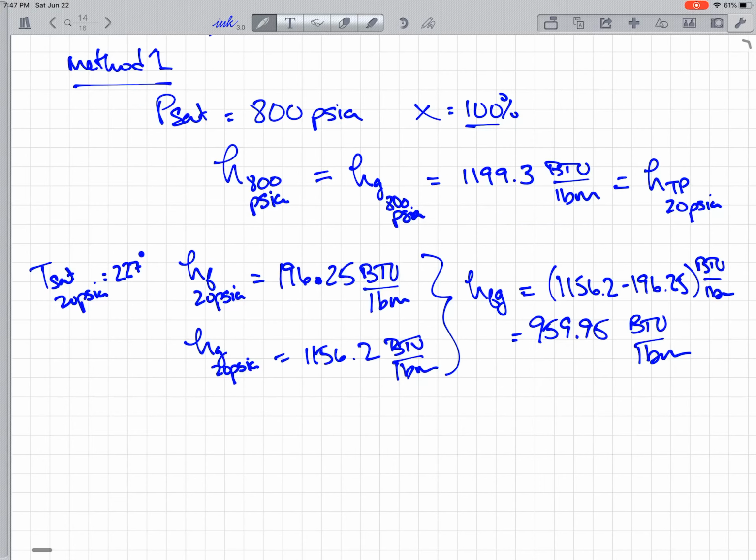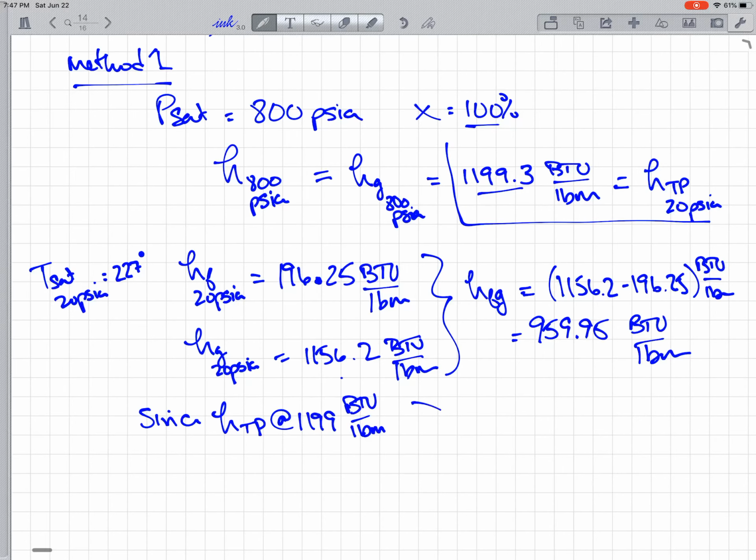We can see that 1199 is way more than 1156. So we can tell, since enthalpy of the tailpipe at 1199 BTUs per pound mass is greater than enthalpy of saturated steam at 1156 BTUs per pound mass. Superheat, definitely.